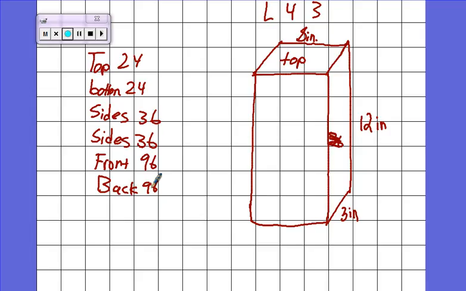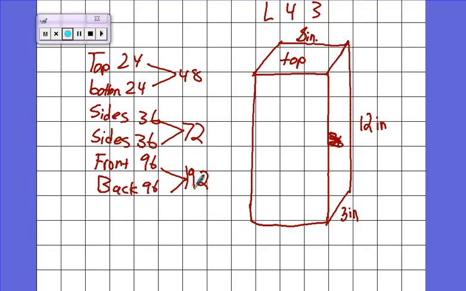All right, so let's add it all up. These two make 48. These two make 72. And these two make, you know what 96 plus 96 is? 192. Add those 3 numbers up, 48, 72, and 192. What do you get?